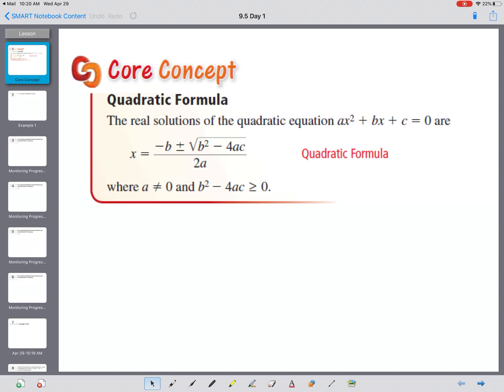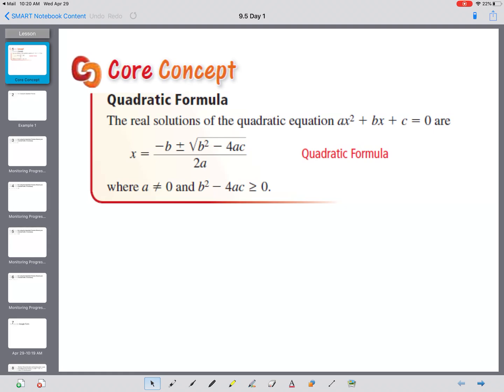Today we're going to start looking at the quadratic formula. The quadratic formula is messy. It's extremely messy. Okay, it's tough. Not going to lie, I won't sugarcoat it for you or anything like that. It's not bad if you take it step by step, though.